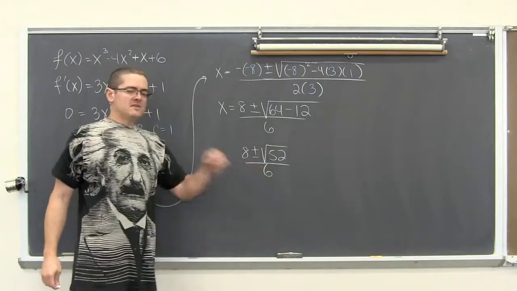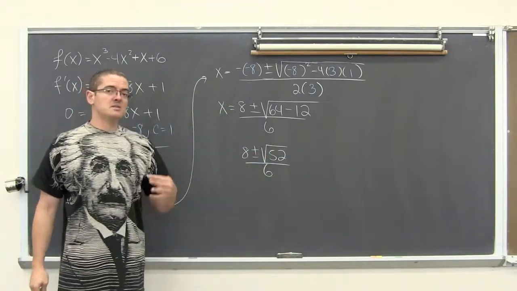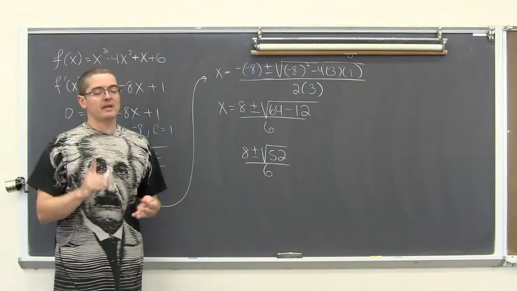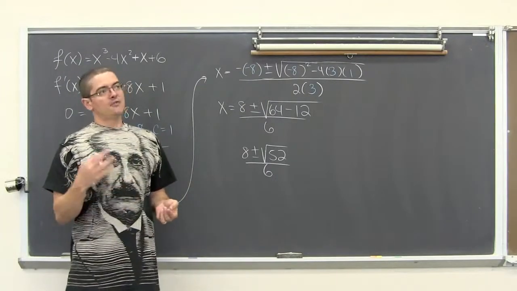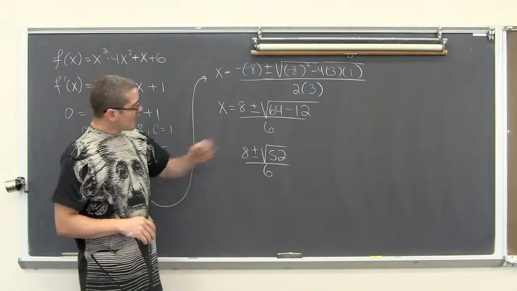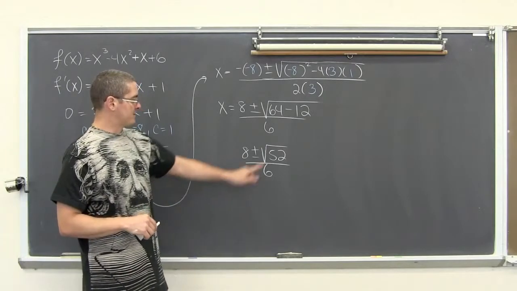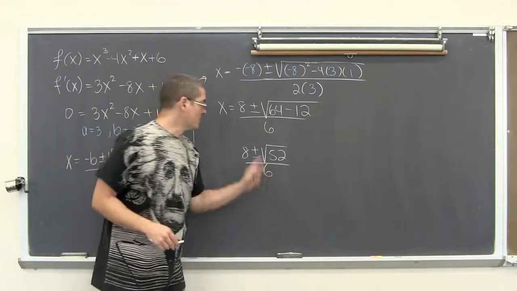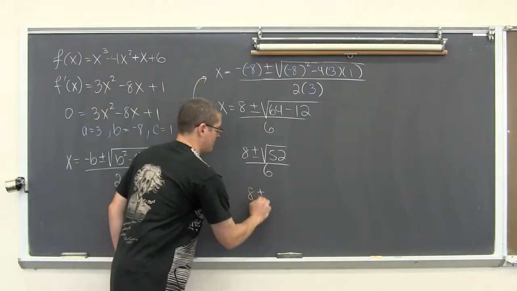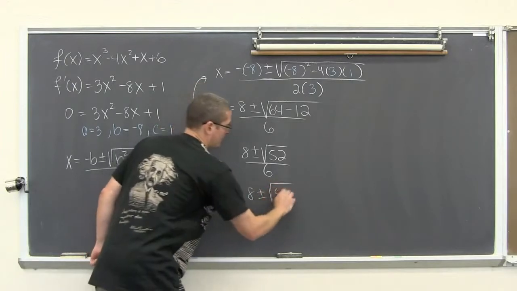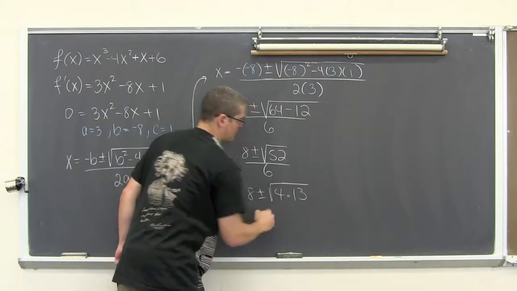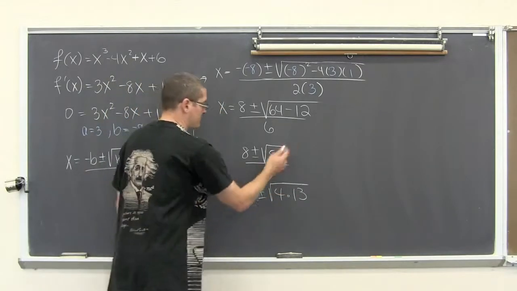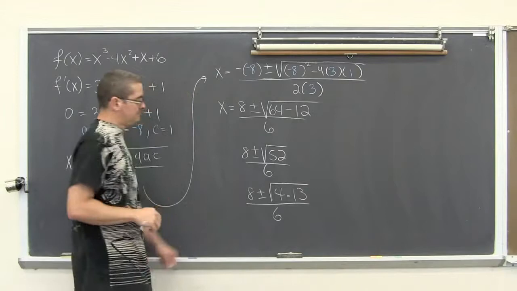Now, I want to leave this in exact form, and I want to see, is there a way to reduce the square root of 52? I'm looking for a perfect square in 52, like 4, 9, 16. 5 squared is 25. I'm pretty sure from my notes that the biggest perfect square in here is 4. Yes. So we're going to rewrite this as 8 plus or minus the square root of 4 times 13, right? 4 times 10 is 40, and 4 times 3 is 12. 40 and 12 make 52, over 6.